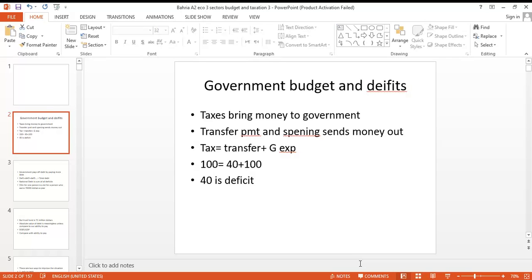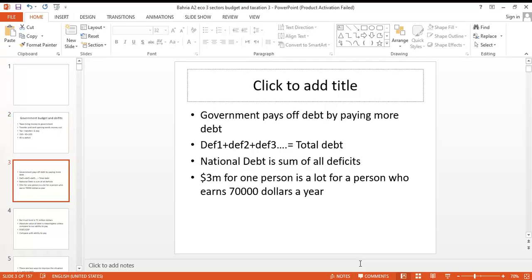So here I have taken an example. The revenue of the government is primarily the tax that the government collects, and the tax is used then on government spending, which is a direct contribution to the GDP, and also to the transfers. So here I've taken an example that if the tax is 100 and the government expenditure and the transfers equals 140, then we have a deficit of 40.